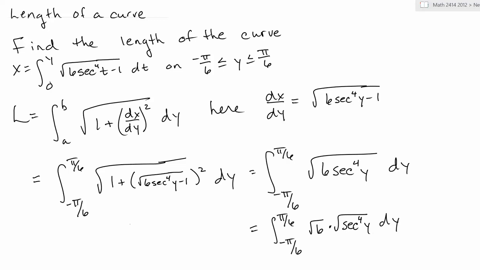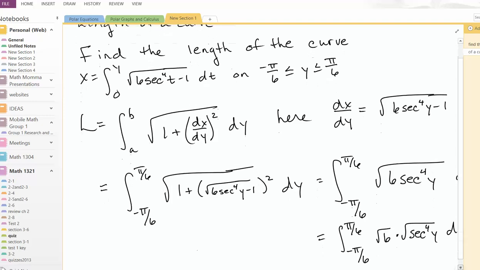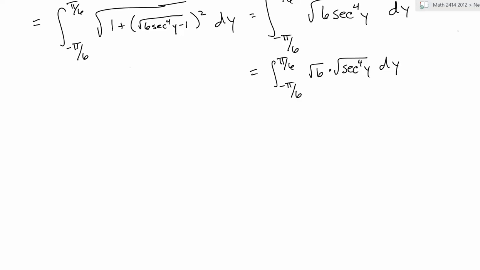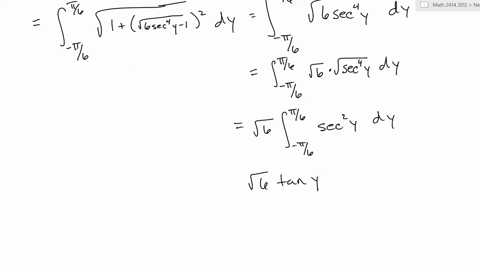From there, that square root of 6 is just a number, so it's just going to tag along. And then, from negative pi over 6 to pi over 6, the square root of secant to the fourth y is just secant squared y, and then dy. And of course, the antiderivative of secant squared is tangent, so this is going to be the square root of 6 times tangent y evaluated from negative pi over 6 to pi over 6.